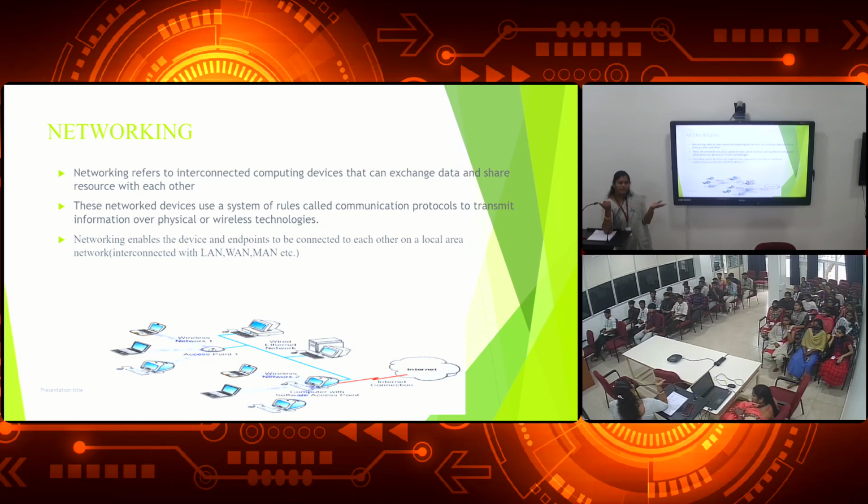Likewise, WAN means wide area, one particular geographical area. For example, take GN Mills. So there are varieties of places available, and for that we can use WAN. Then MAN is for metropolitan. For a particular district, an area wider than WAN, we use MAN. So there are many types of networking available.